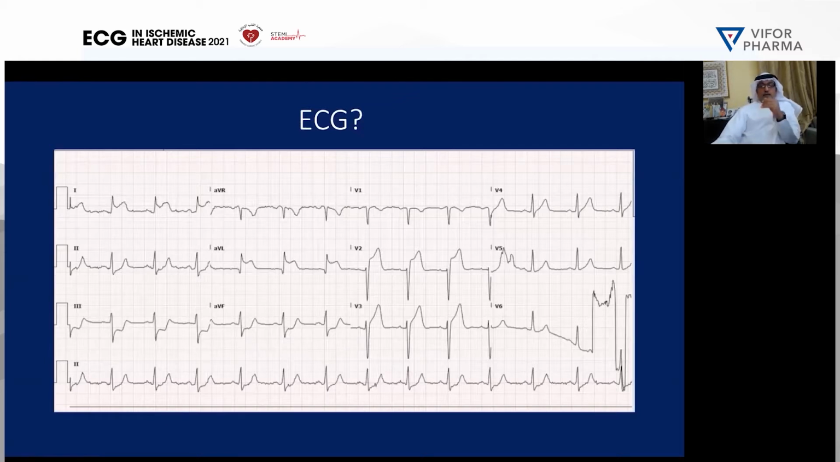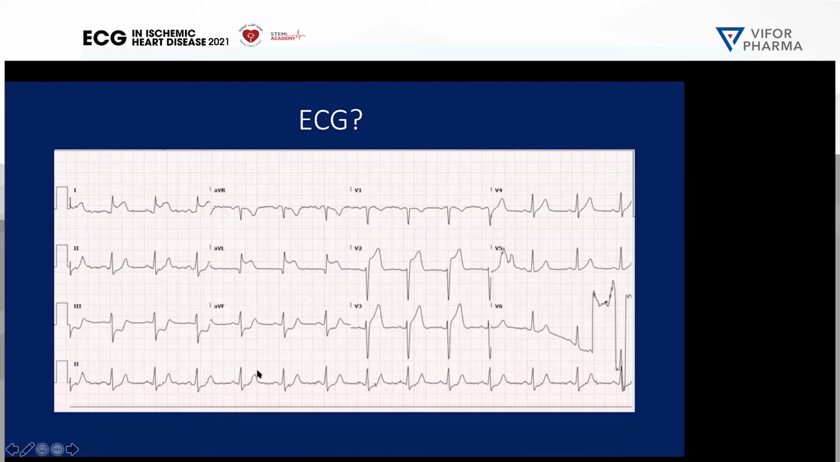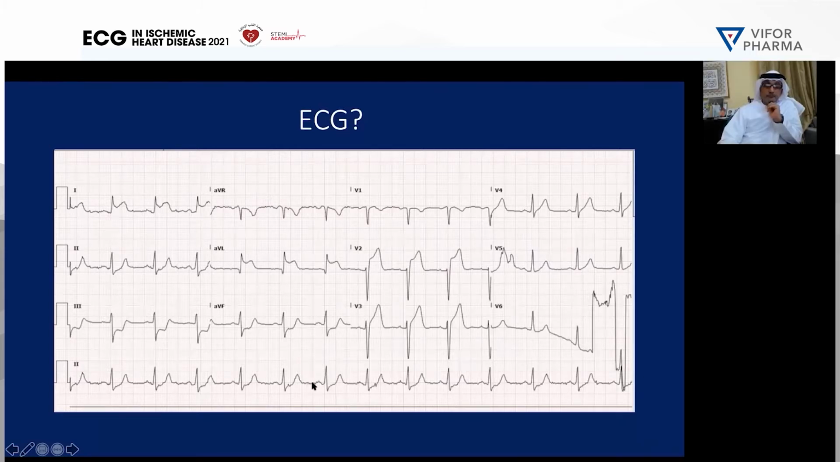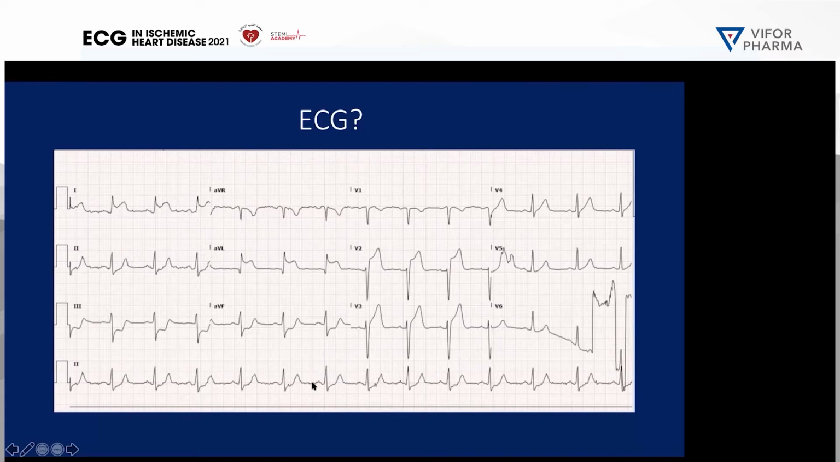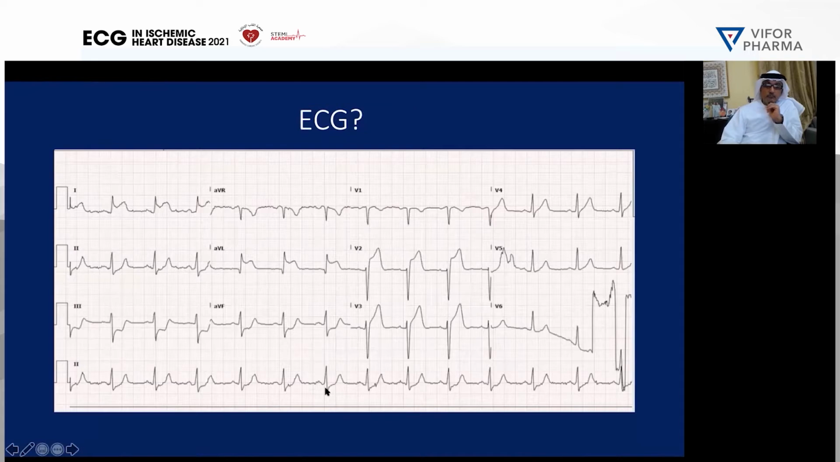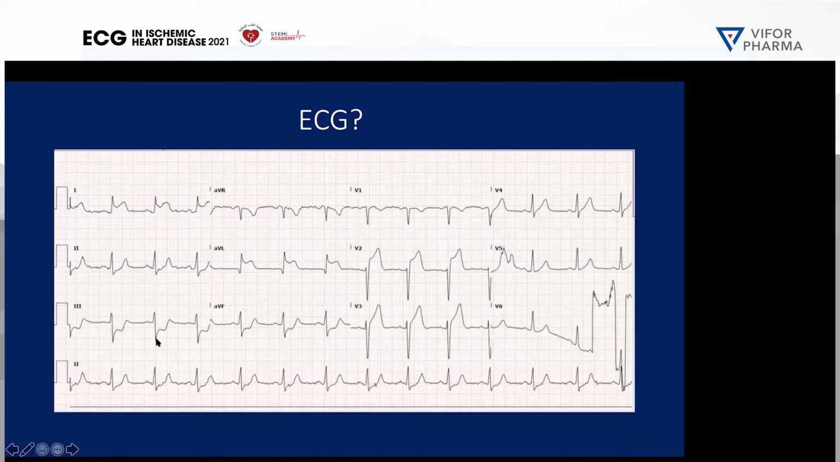So: rate, rhythm, axis, and intervals and segments. Rate, probably about 100 or less. Right, Dr. Bakir? Yes, rate here, if you calculate it, it is less than 100. If you look at 4 big squares, it will be around 80 or something like that. And it's regular. The axis, if you look at the axis, it's a normal axis. Rate, rhythm, axis, intervals look normal, but there is ST segment depression and elevation.